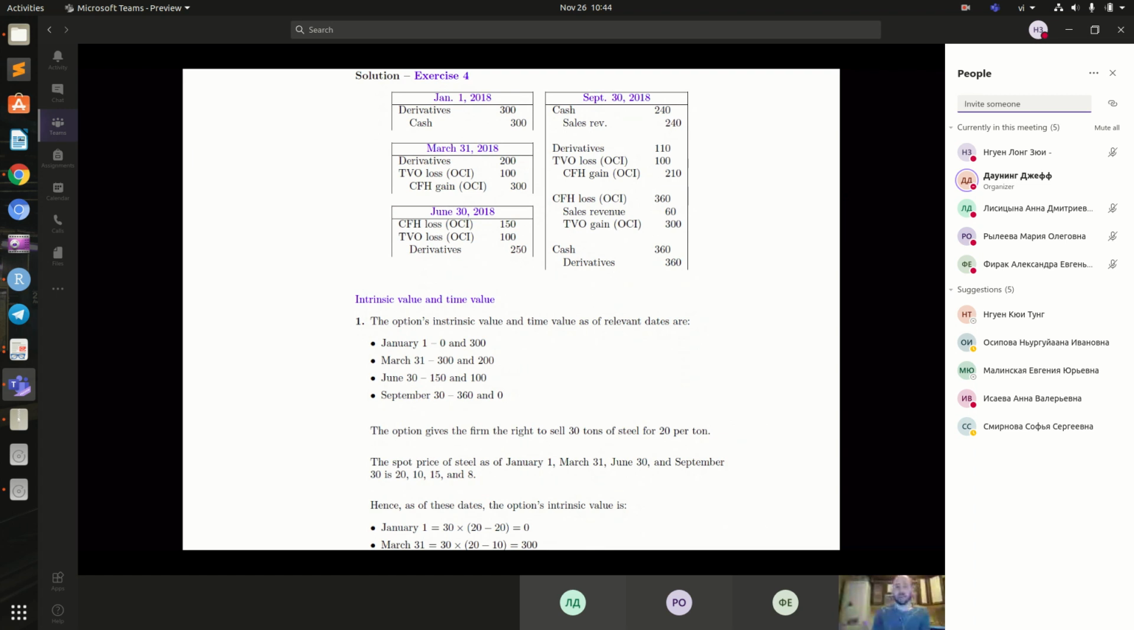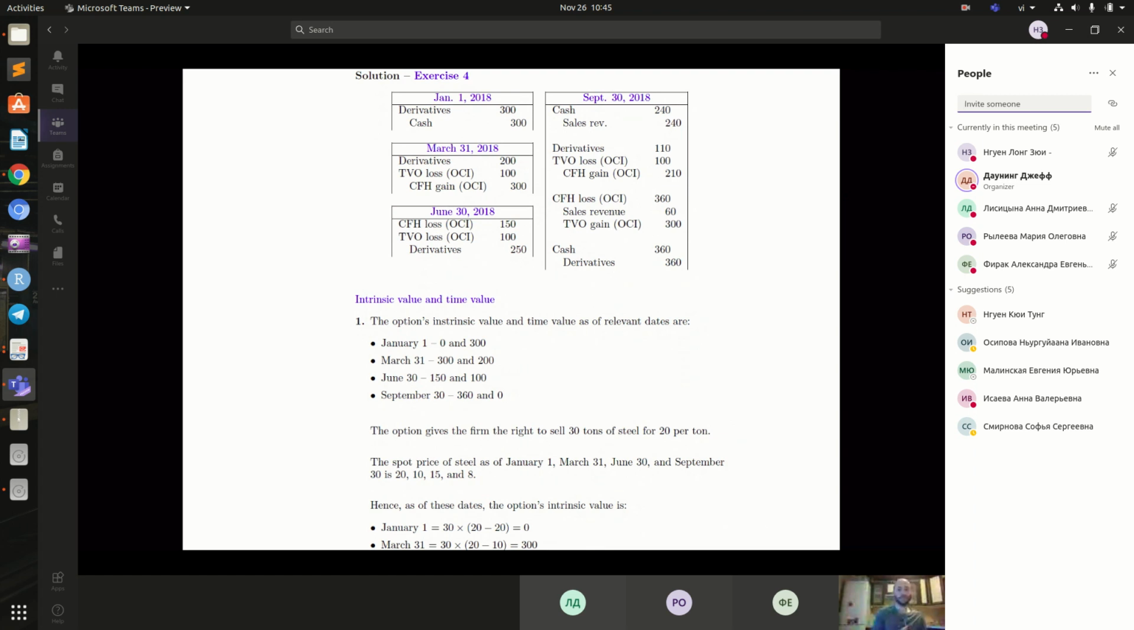So as of each date, we have a CFH gain or loss, or cash flow hedge gain or loss, for the change in the intrinsic value of the option. In addition, we have a TVO loss, or time value loss, for the change in the time value of the option. For March 31st, 2018, the value of the derivative increased by 200 from 300 to 500. Hence, we debit this asset derivatives for 200. But this increase in value consisted of two parts. One, a change in value from intrinsic value, the other from time value.